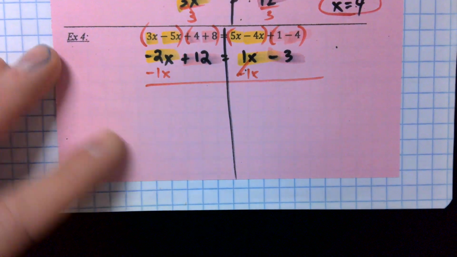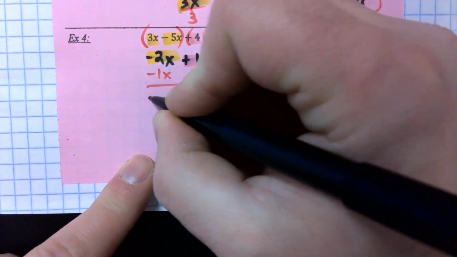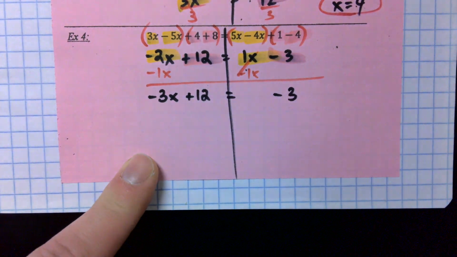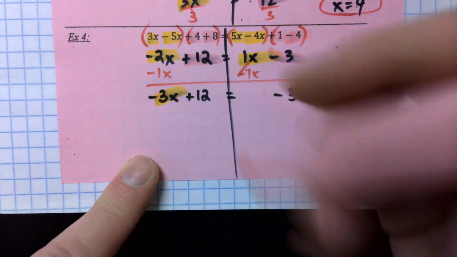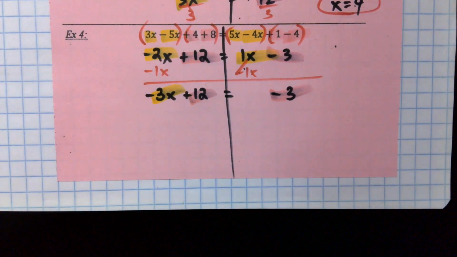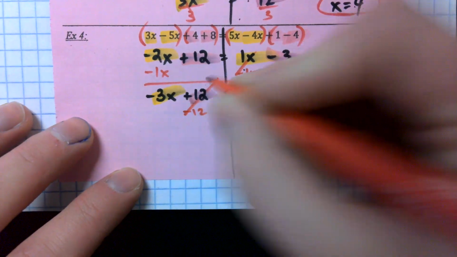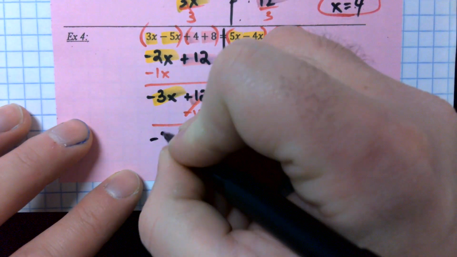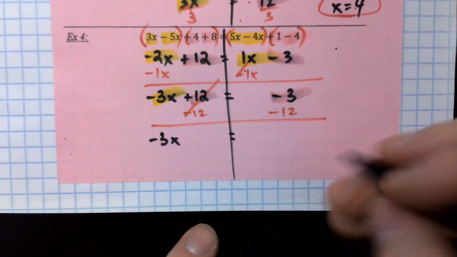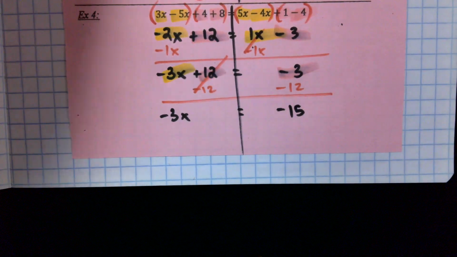Got to be careful here. What's negative 2x minus 1x? Negative 3x. Great job. Everything else stays the same. Now I got all my yellow terms combined together on the left. Let's combine all those pink terms on the right. What can I do with that plus 12? Minus it. What's negative 3 minus 12? Negative 15. Great job. If I spend $3 and then spend $12, I spend $15.